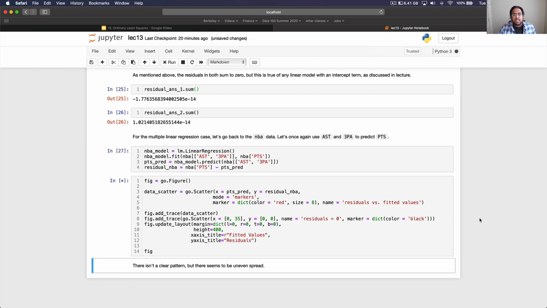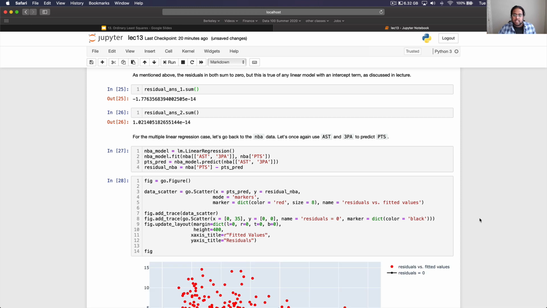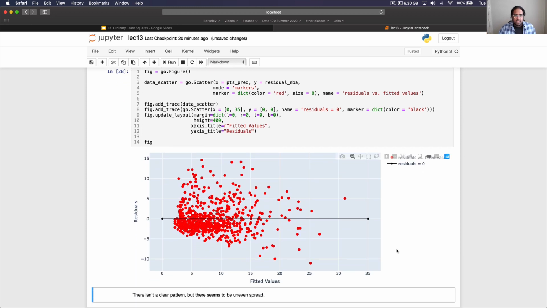I will use Plotly to make the visualization here, just so it's a little more interactive. And so you can see here, since I have multiple features, I didn't pick just one to put on the x-axis.